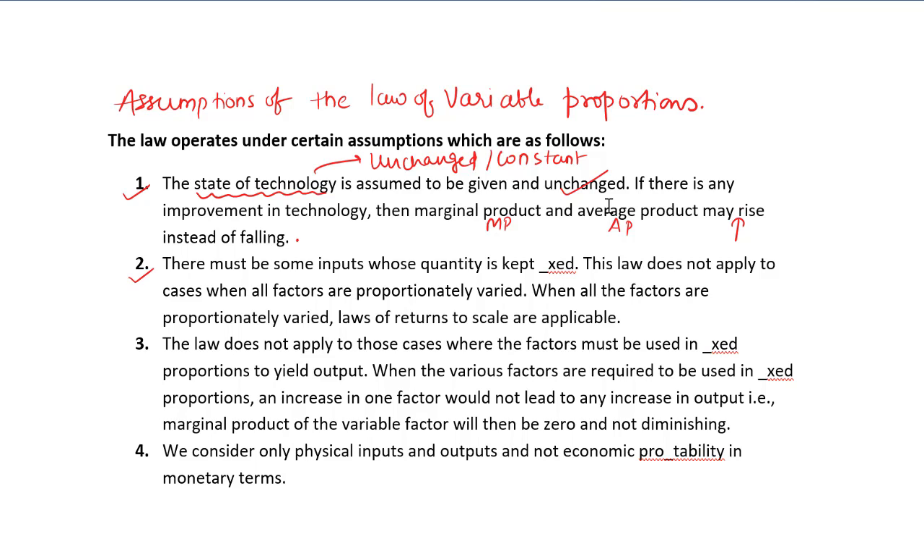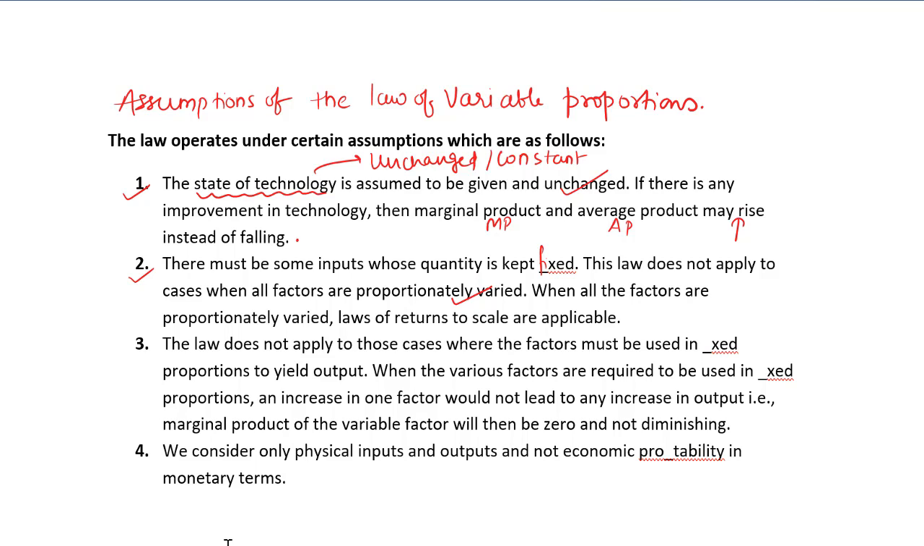Let us see point number 2. There must be some input whose quantity is kept fixed. This law does not apply to cases when all the factors are proportionately varied. When all the factors are proportionately varied, the law of returns to scale is applicable and the law of variable proportions is not applicable. So over here we have assumed that one factor is fixed and the other factor is variable.